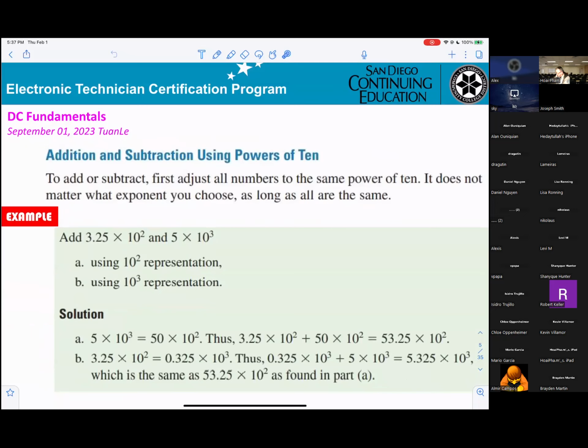Addition or subtraction using power of 10. If you're adding 3.25 times 10 power 2 and 5 times 10 power 3. If you want to add them up, or subtract, first thing you have to make them the same power. This is 10 power 2, this is 10 power 3. Either way you want. If you want 10 power of 2, then you have to change that one to 10 power of 2.